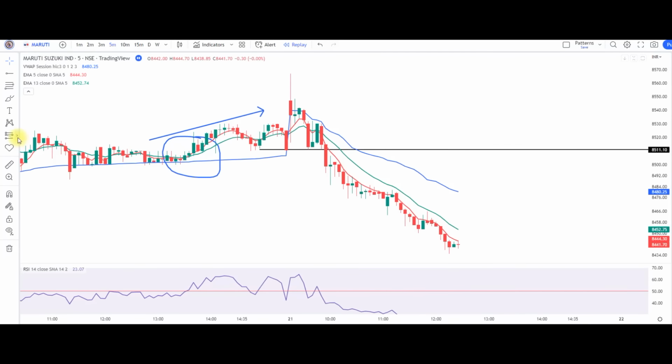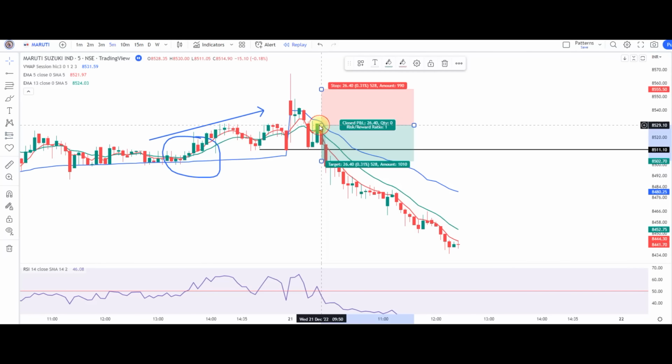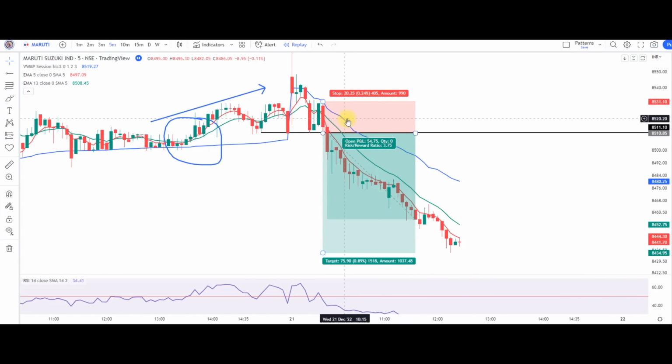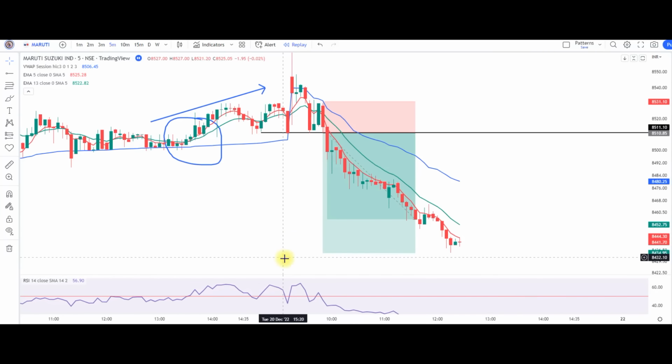Now we can see how many points we got for the short trade. So we got like a 75 points target with a stop loss of 20. So it's 1:4 risk reward.